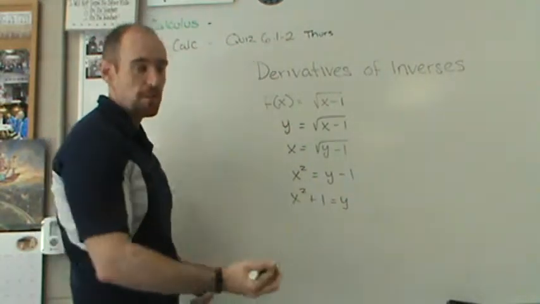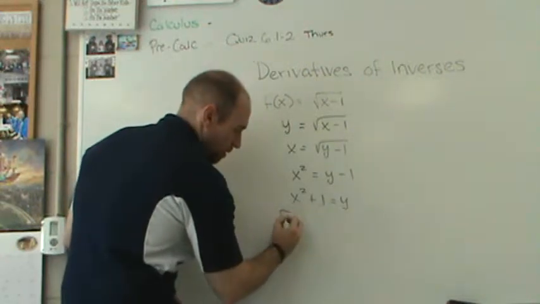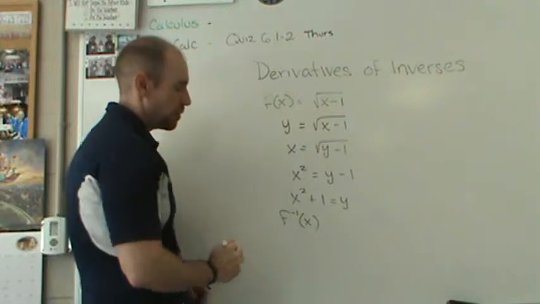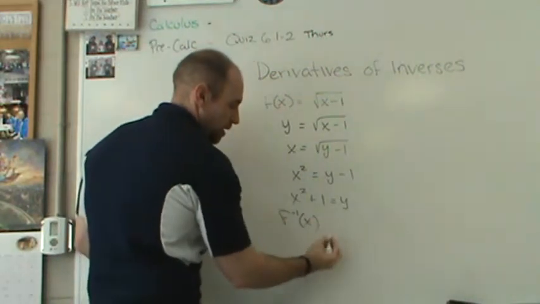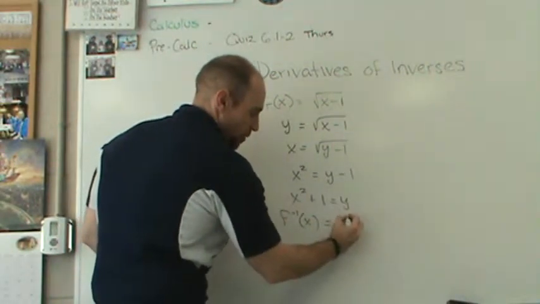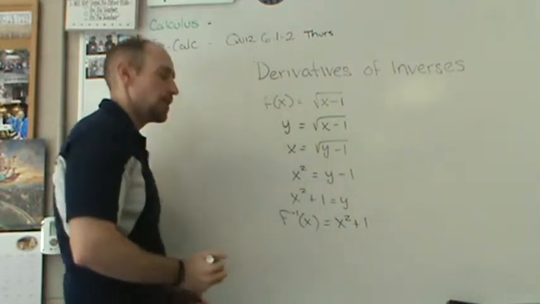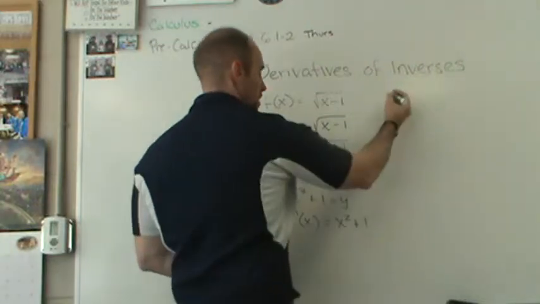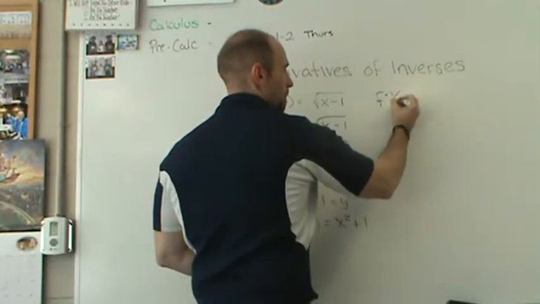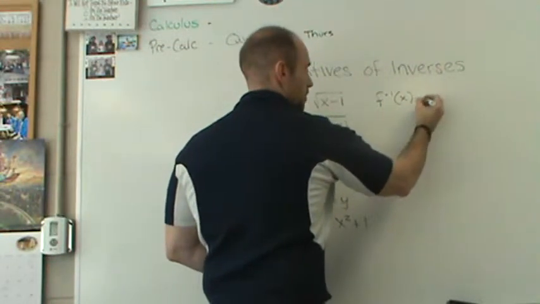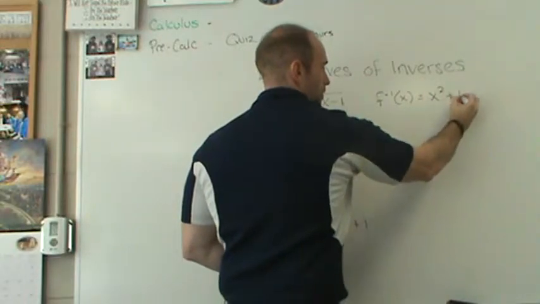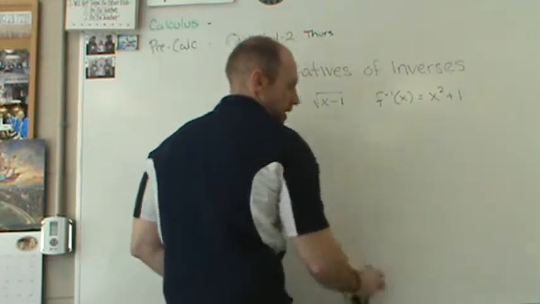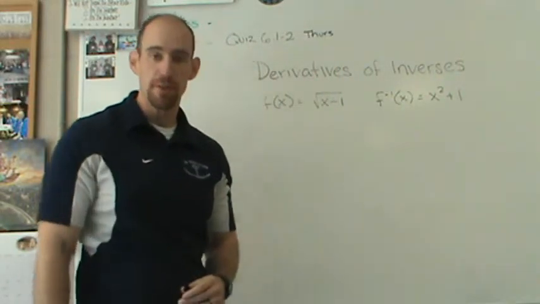And that's our inverse, and I'm going to replace y with the inverse of f of x symbol, which is f to the negative 1 power of x equals x squared plus 1. So here we have the inverse. Let's go ahead and move that up to here. And now let's take a look at the relationship between their derivatives.